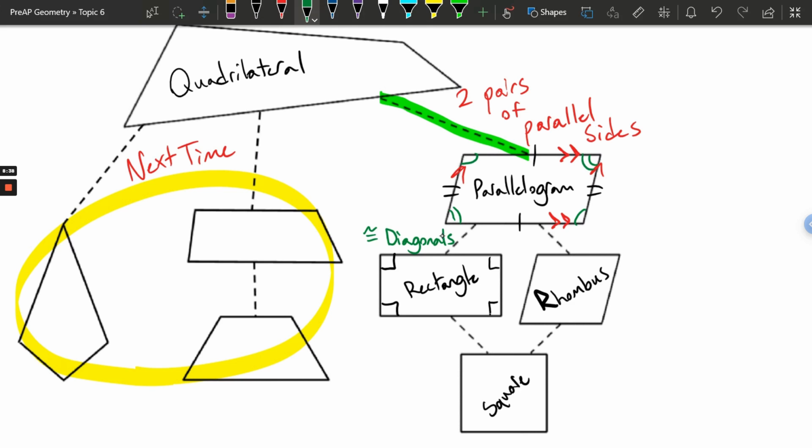So that's important to note. They do have congruent diagonals. So that is important to note about the rectangle.